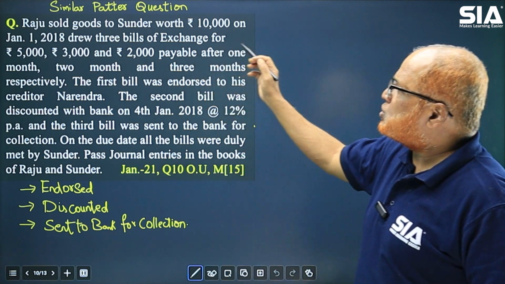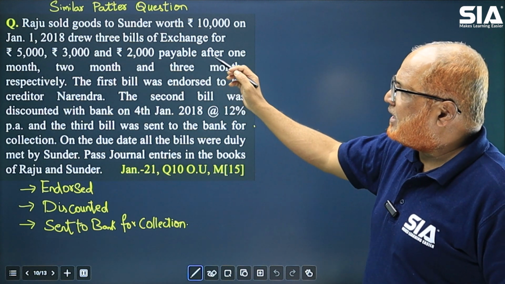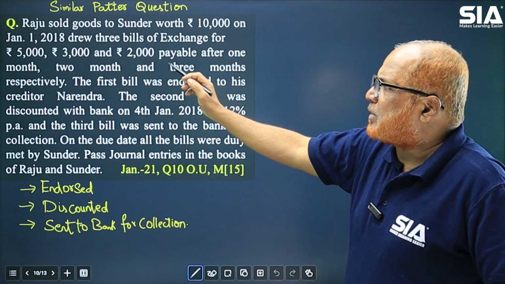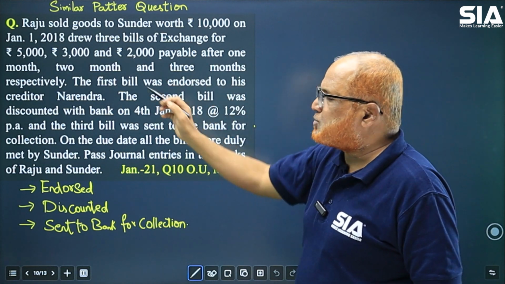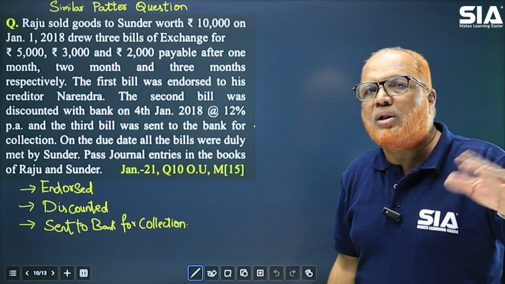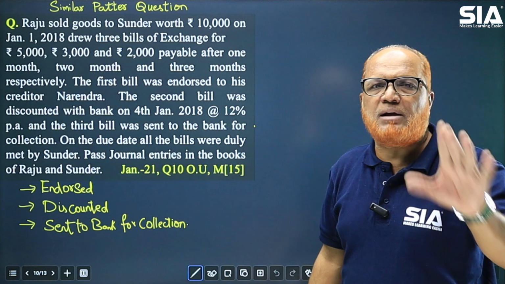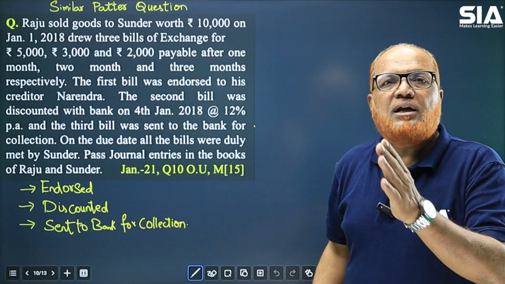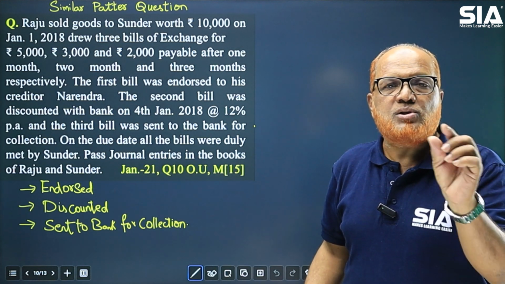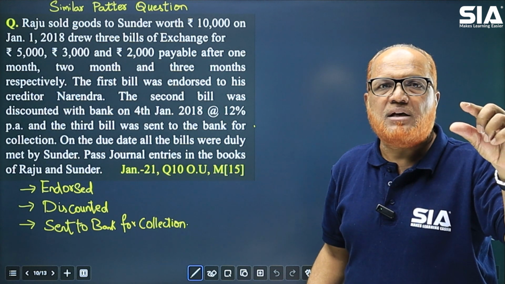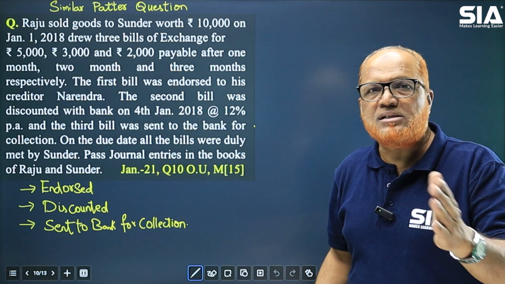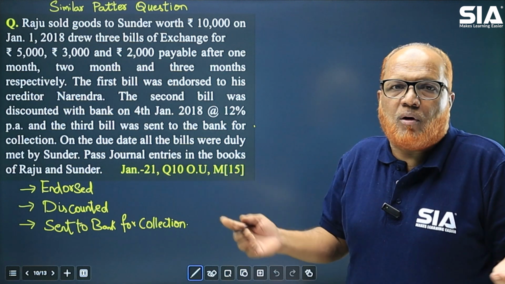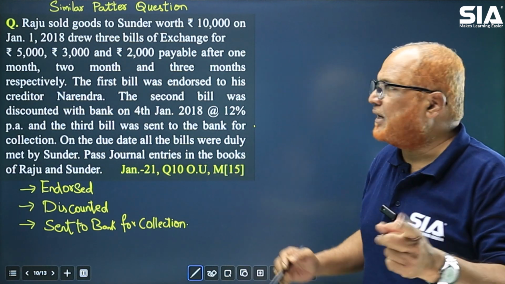Now, Raju sold goods to Sundar worth 10,000 on 1st January, and drew three bills of exchange, just like the previous problem: 5,000, 3,000, 2,000, payable after 1 month, 2 months and 3 months respectively. In the previous problem, all the bills were drawn with the same duration, but here the durations are different. So you have to see the months and find out the due date. So every bill's due date is different. In the previous problem, all the bills had the same due date. That is a new point.